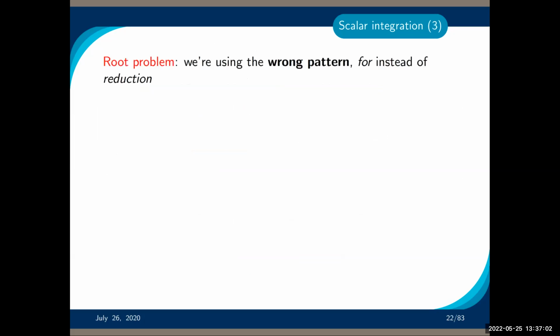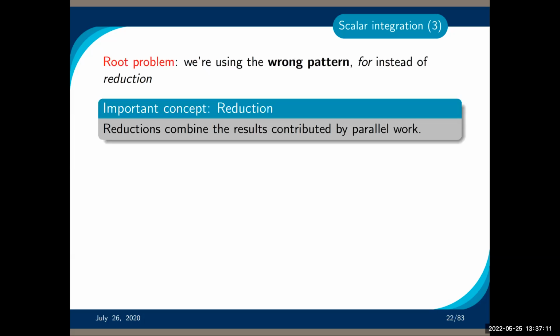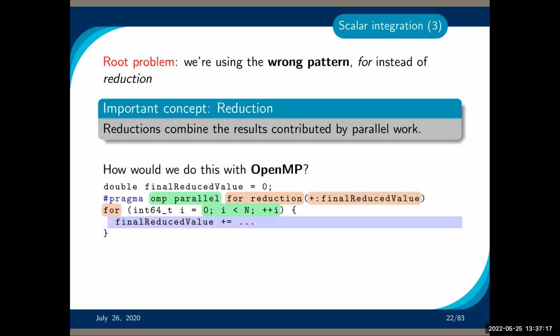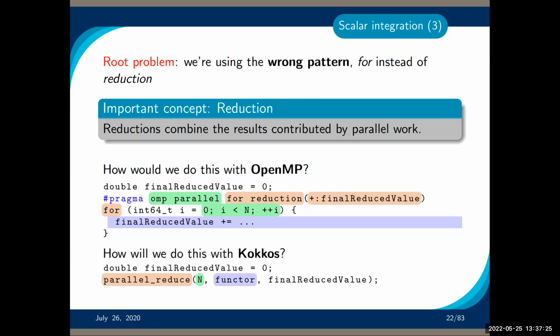And the more fundamental problem with this is it's the wrong pattern, right? This is not what you want parallel for for, right? You want to use reduction, right? Which we all know. It's how you combine work into a value. So with OpenMP, you would say it's a parallel for reduction over plus. You want to put it into the final reduced value. And in Kokkos, it's again conceptually the same kind of thing, right? You say there's n things I want to do it over. Here's the functor, and the final reduced value here would be passed in by reference. So that'll ultimately be what's updated when the reduction is done.